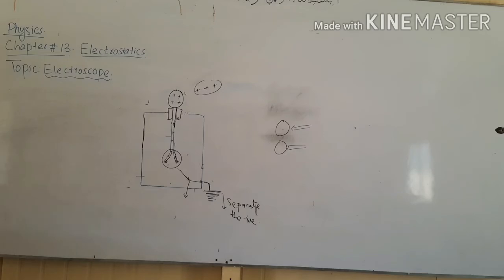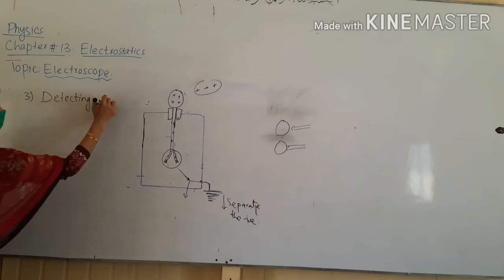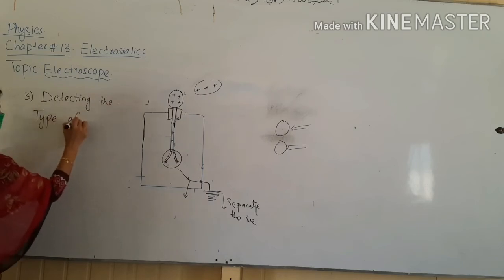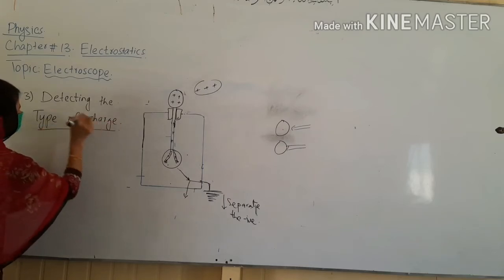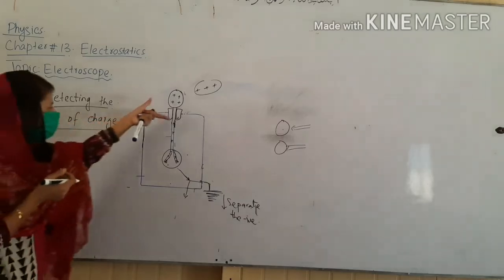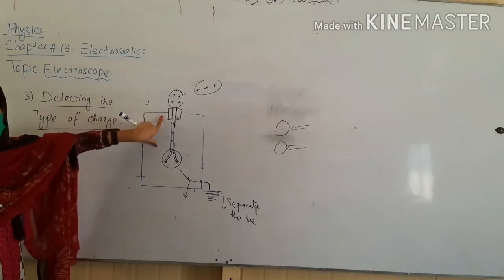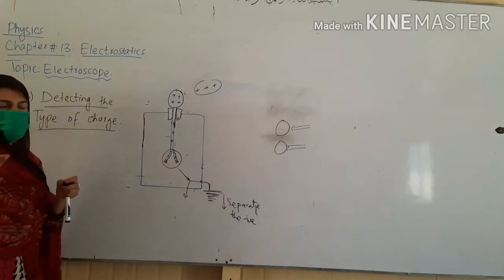Detecting the type of charge. For detecting the type of charge, you first have to charge this electroscope. As in the second step, we have charged this electroscope positively. Now I can detect the charge depending upon the object.